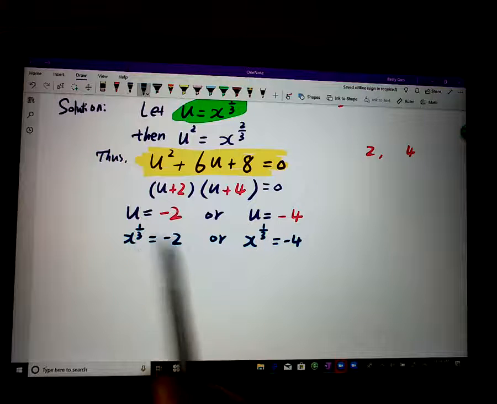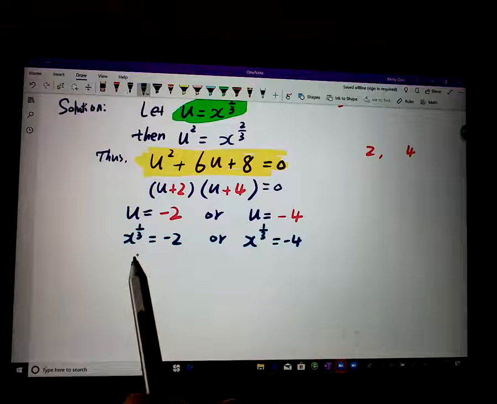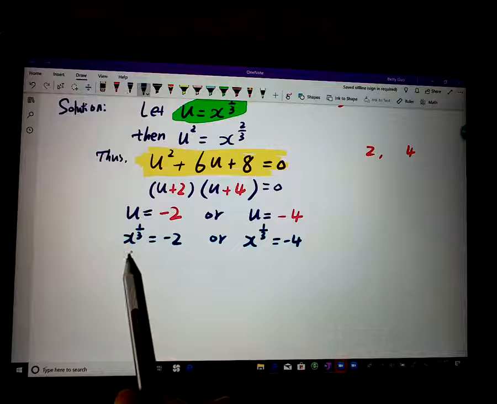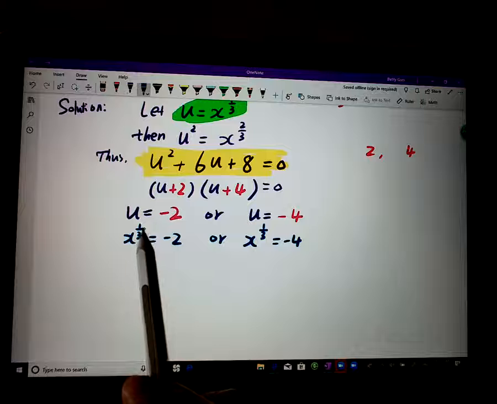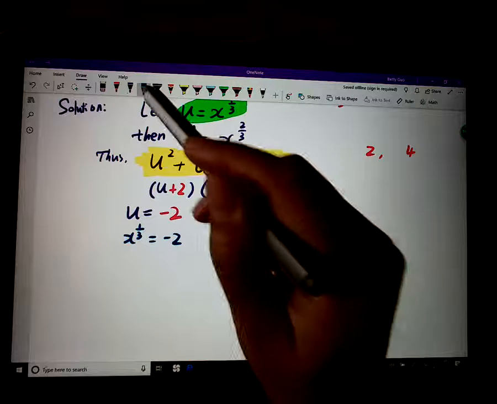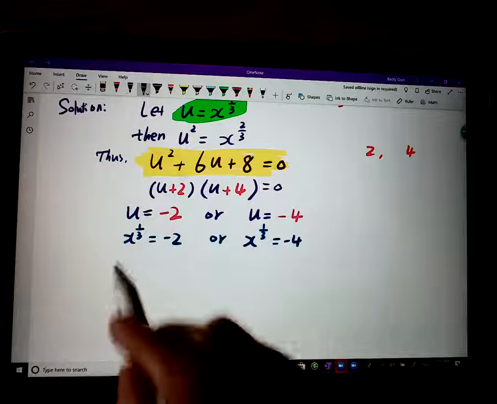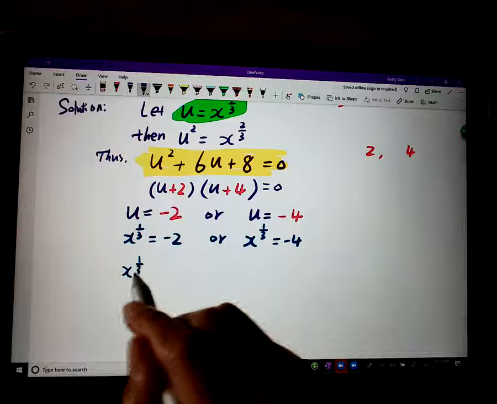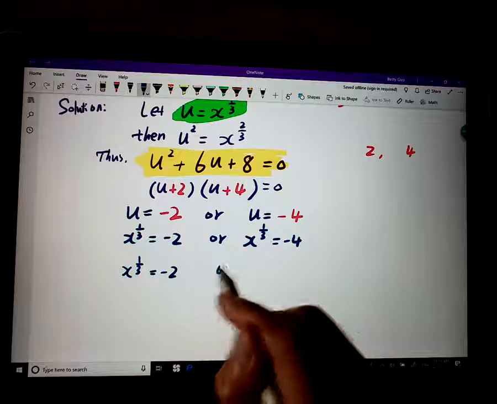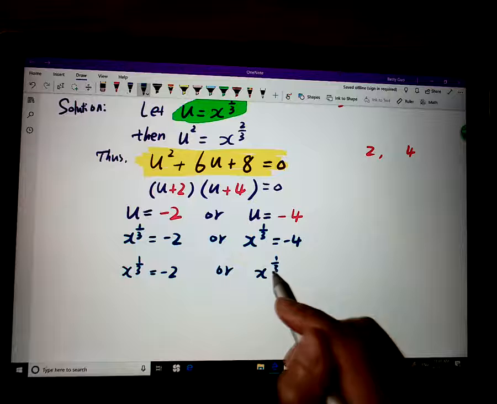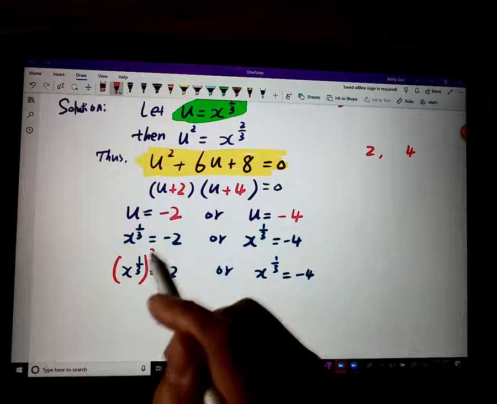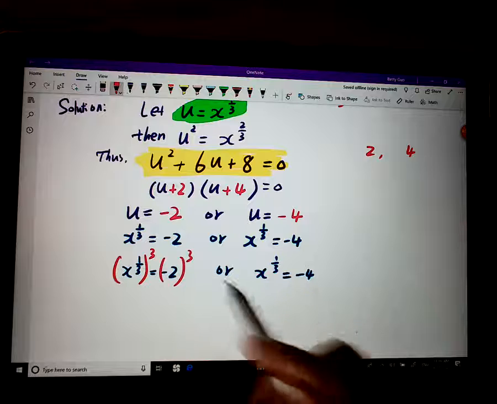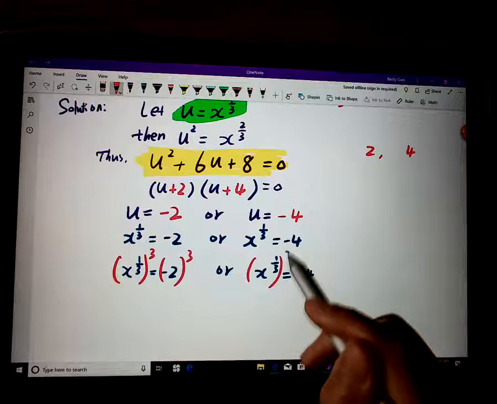Yeah. So this is actually a very simple radical equation. We want to isolate x, so we need to get rid of the power 1/3. How do we get rid of the power 1/3? We are going to cube both sides. Or this one, the same thing, cube both sides.